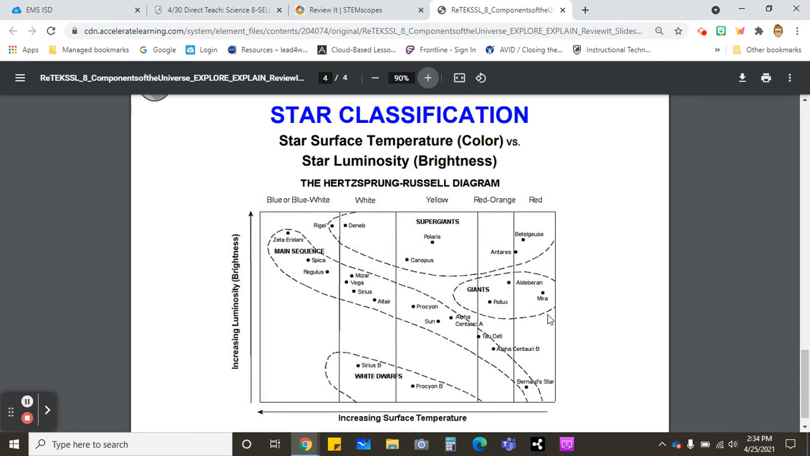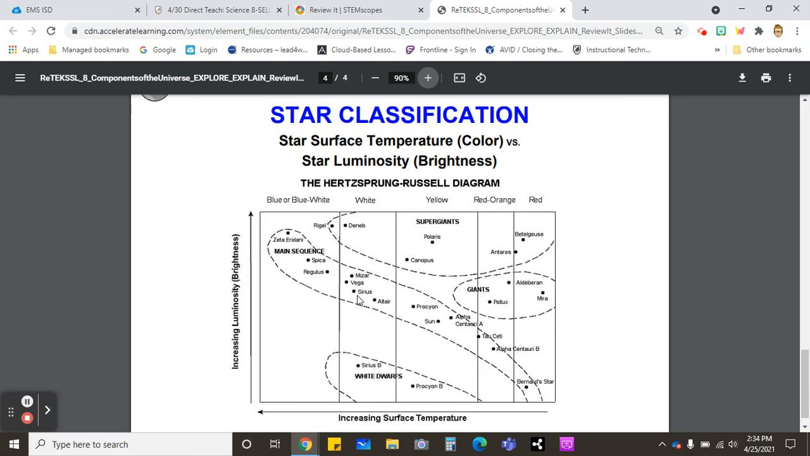You also have the dashed lines, giants. If it's inside these dashed lines, it's a supergiant. And if it's in here, it is a white dwarf. So you can actually compare and contrast different stars. What I mean by that is you can look at how they're similar and how they're different.